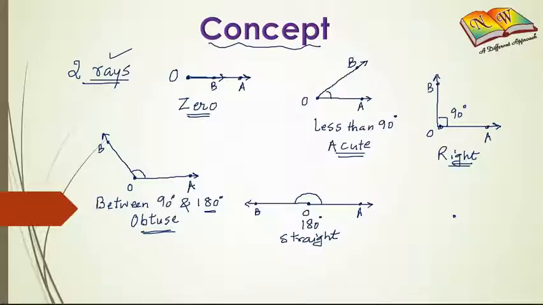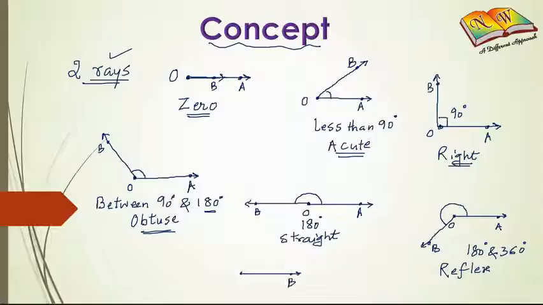If the angle increases beyond 180 degrees, suppose you have the ray OA again and OB is like this, an angle which is more than 180 but less than 360 degrees, that is between 180 degrees and 360 degrees, this is known as a reflex angle. And finally, if the ray OA and the ray OB both are exactly the same, the angle which is formed is known as a complete angle.